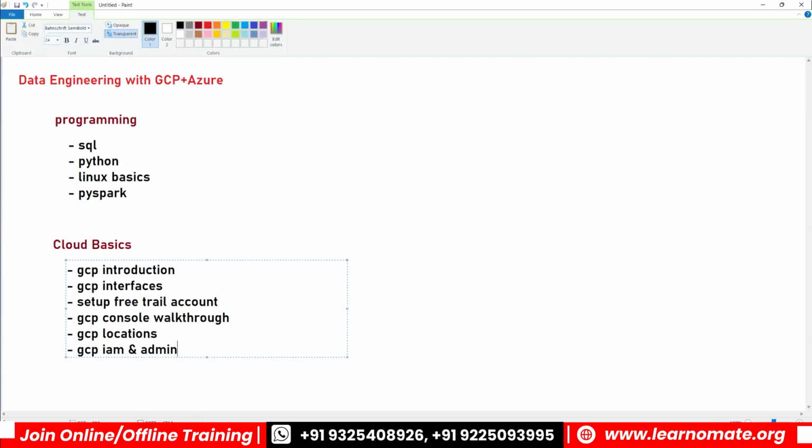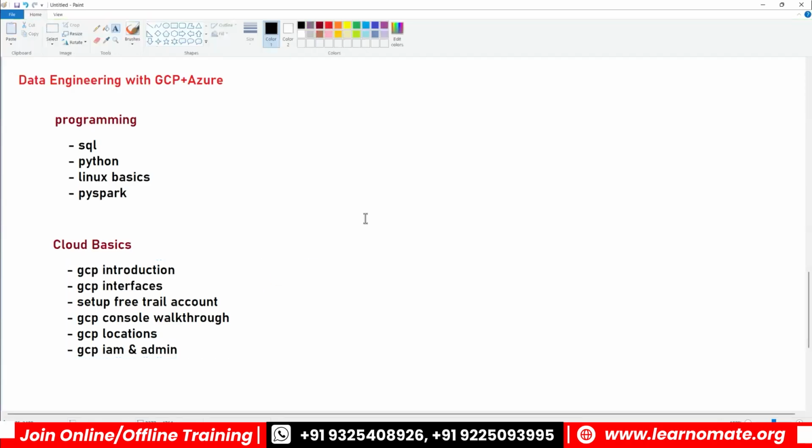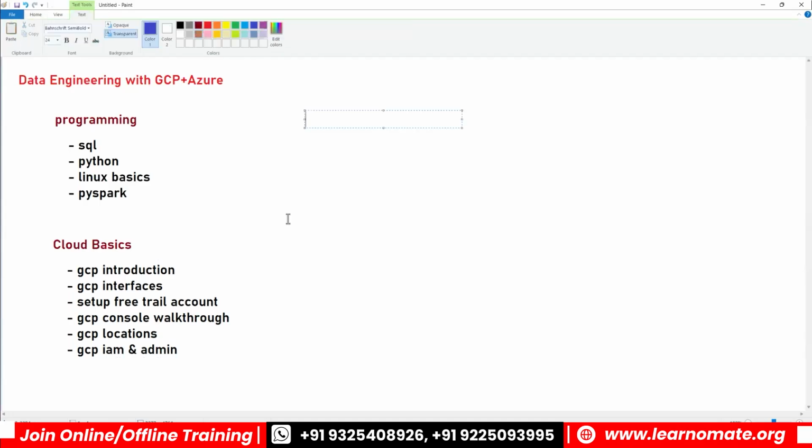First, we will be understanding data engineering, then programming, and then cloud basics. Then we are going to enter into GCP. So we will be entering into the GCP services, everyone.